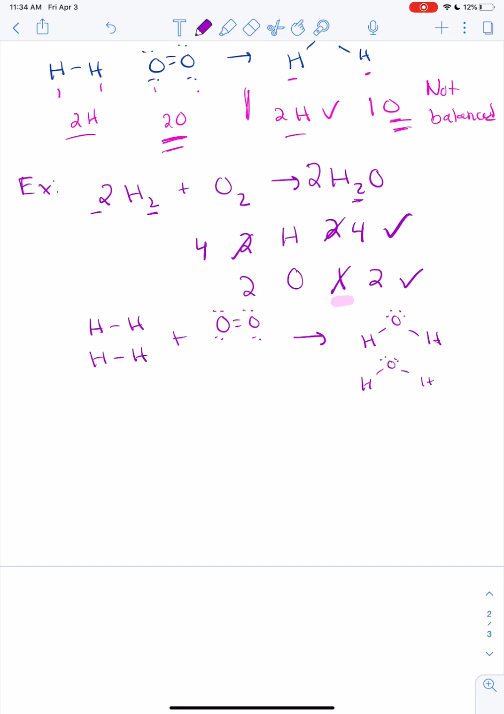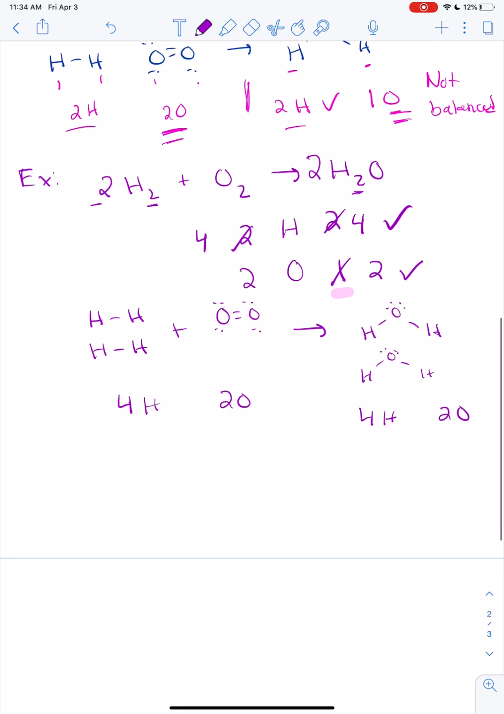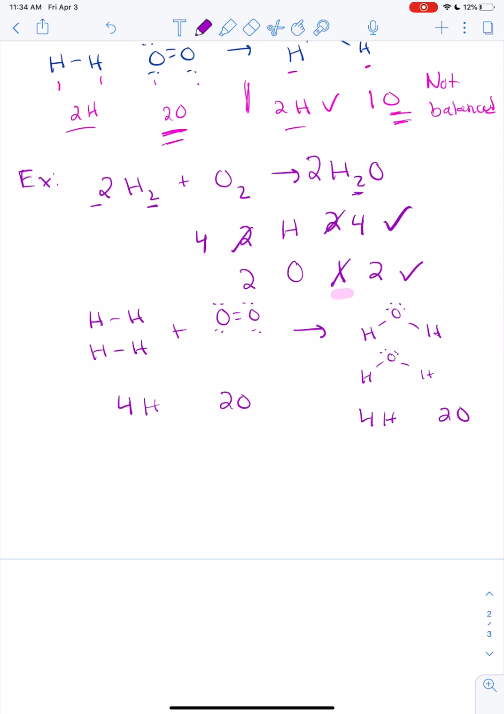Okay? And we can count this out. We now have 4 hydrogens on this side and 2 oxygens on this side, and we have 1, 2, 3, 4 hydrogens on this side and 2 oxygens. So we can see that now this obeys the law of conservation of mass. You need to have the same number of each element on both sides. All right, let's do one more example with balancing.